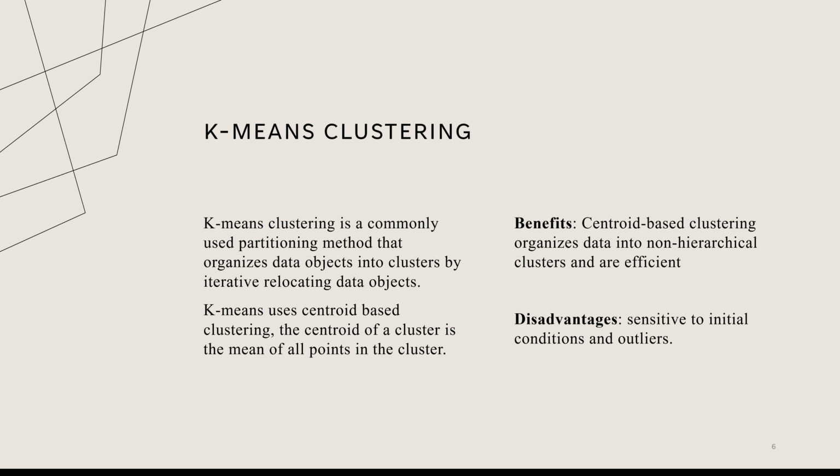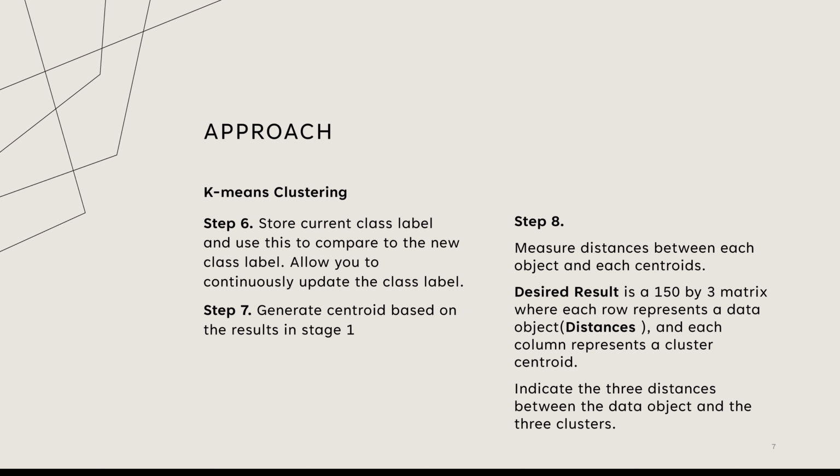method, which is commonly used for partitioning and organizing data into clusters. This is going to be that optimization that we were talking about. Now, k-means uses centroid-based clustering, and the centroid of the cluster is the mean of all points in that cluster. So we'll see that as we go through our code. The benefit is that centroid-based clustering organizes data into non-hierarchical clusters, and it is efficient, but it is sensitive to initial conditions and outliers, which is why we're using hierarchical clustering as our primer for our k-means clustering.